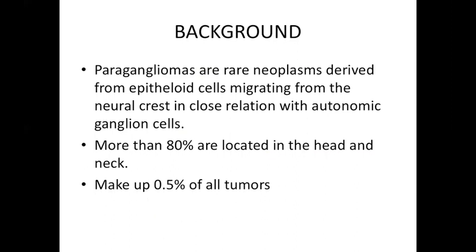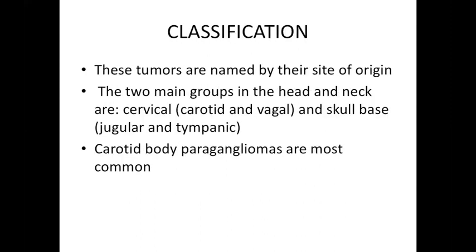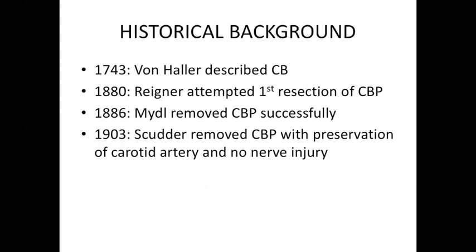Paragangliomas are rare neoplasms that are derived from epithelioid cells migrating from the neural crest in close relation with autonomic ganglion cells. They're named after the site of origin, but the two main groups are the cervical ones and the skull-based ones. The carotid and vagal ones, the cervical ones, are probably the ones that vascular surgeons will come across mainly, and those are the ones that we will be discussing in this presentation.